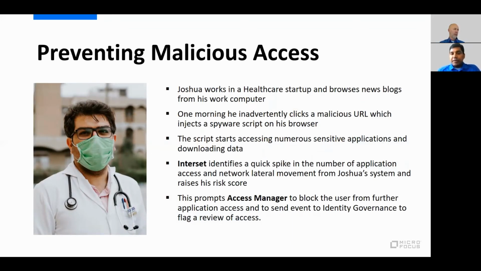The use case here talks about Joshua, a healthcare worker, who works in a healthcare organization which has sensitive applications and sensitive data, probably HIPAA protected data such as patient records. Joshua, being a physician, has access to all. In this particular example, we created a scenario where Joshua inadvertently clicks a malicious URL, and it creates a spyware infection on the system. What the spyware does is various activities, including identifying access to sensitive information, sharing this information over the internet, lateral movements, and other things. We'll see how Interset identifies such a case.